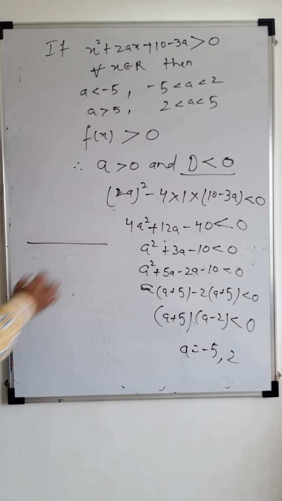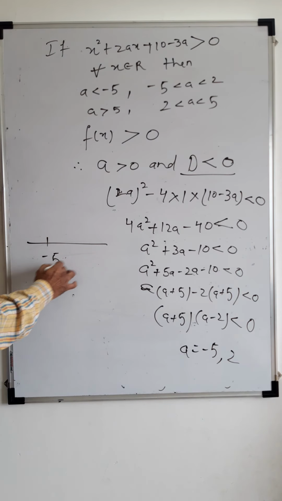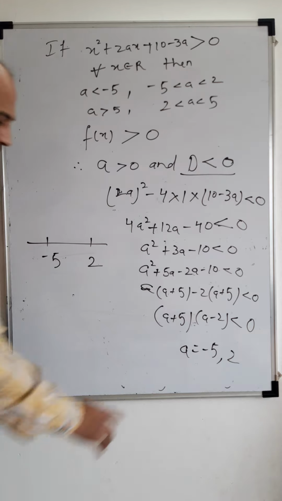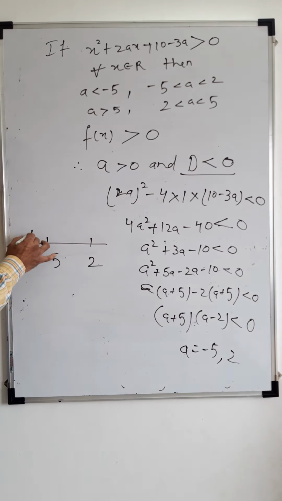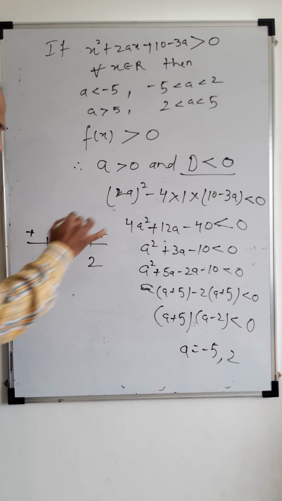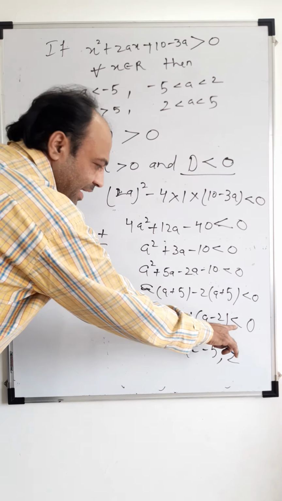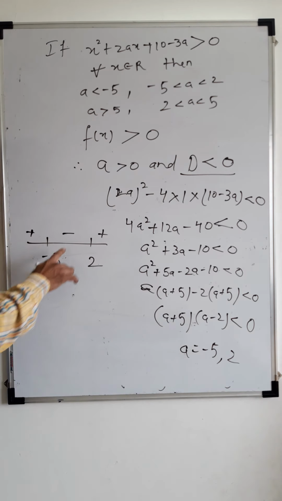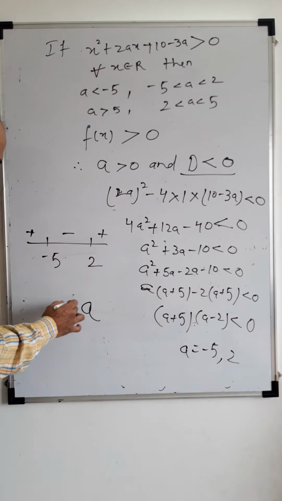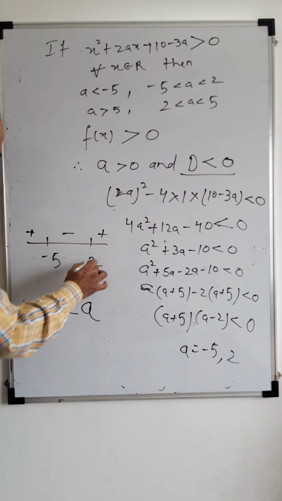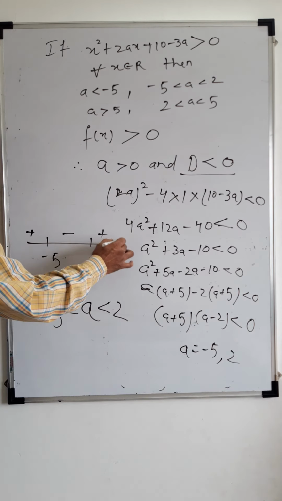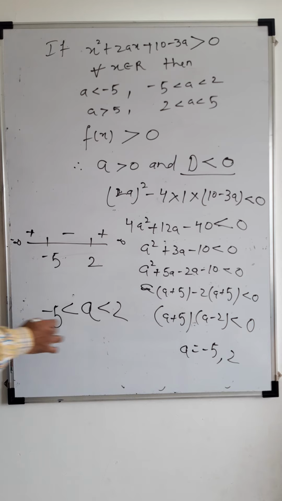Now the roots we will get are a equals -5 and 2. Now we will draw in the number system. -5 and 2, even factor. So we will start with plus, minus, plus. Correct? Now it is given less than 0, so we will take the minus sign. So what will happen? a belongs to -5 to 2. This is plus infinity, this is minus infinity. So this is the range of a.